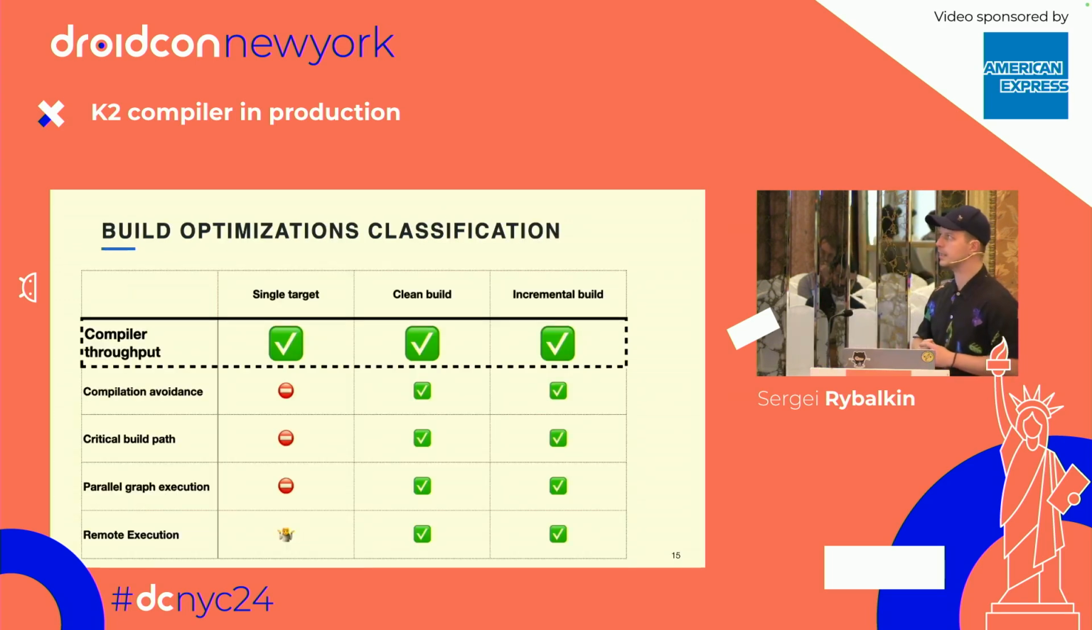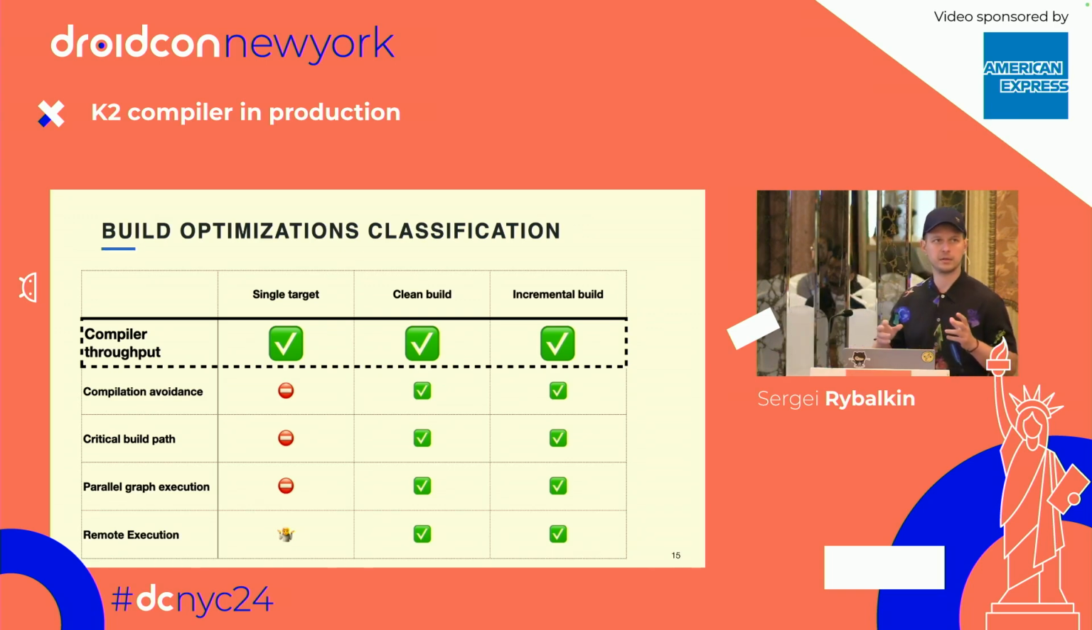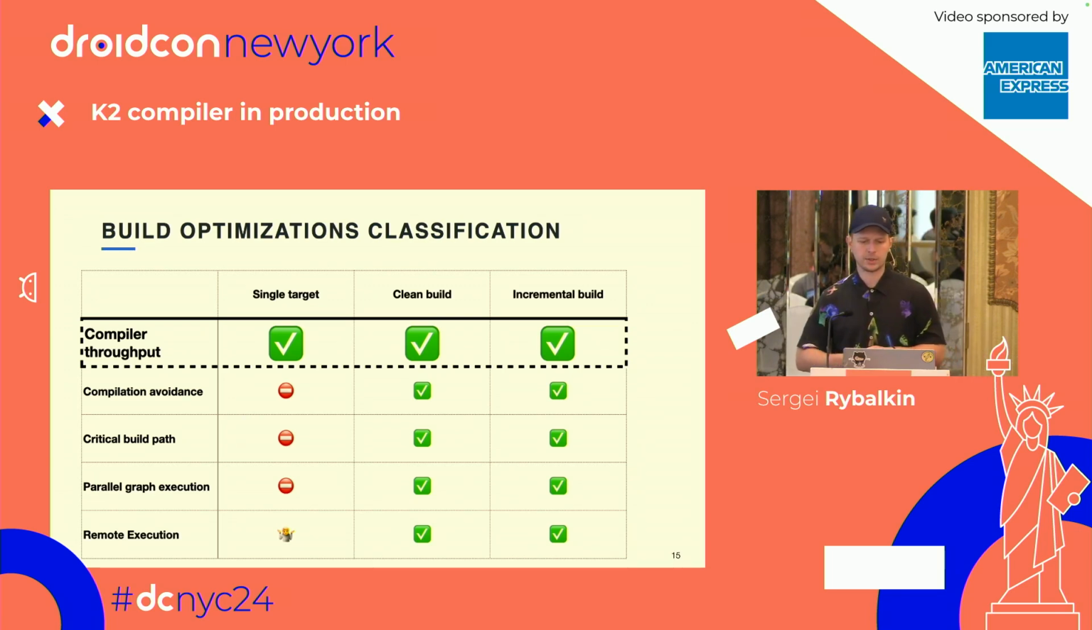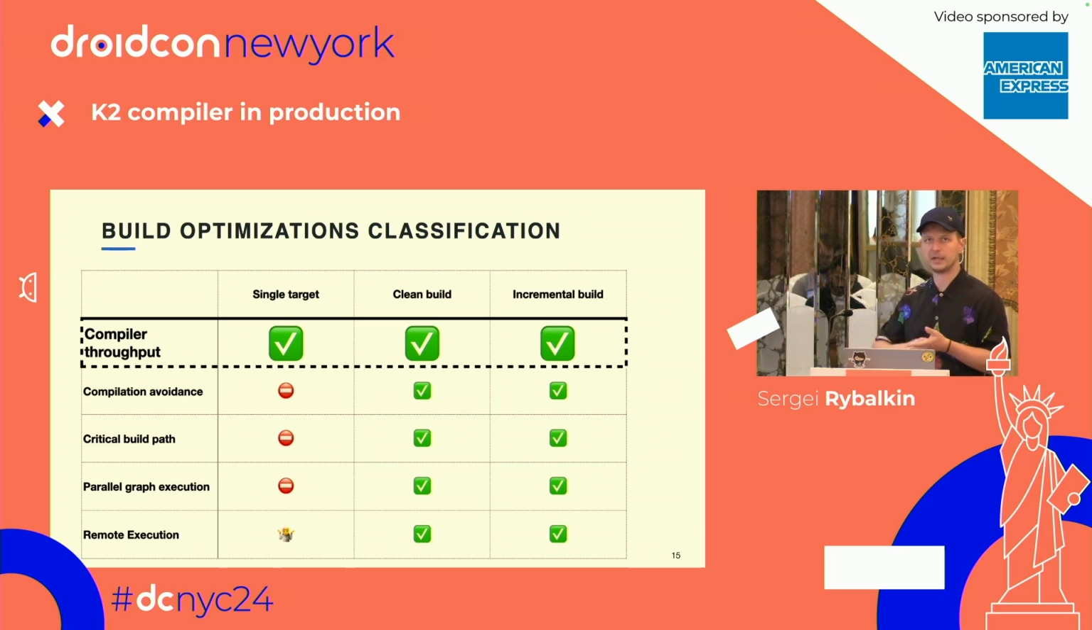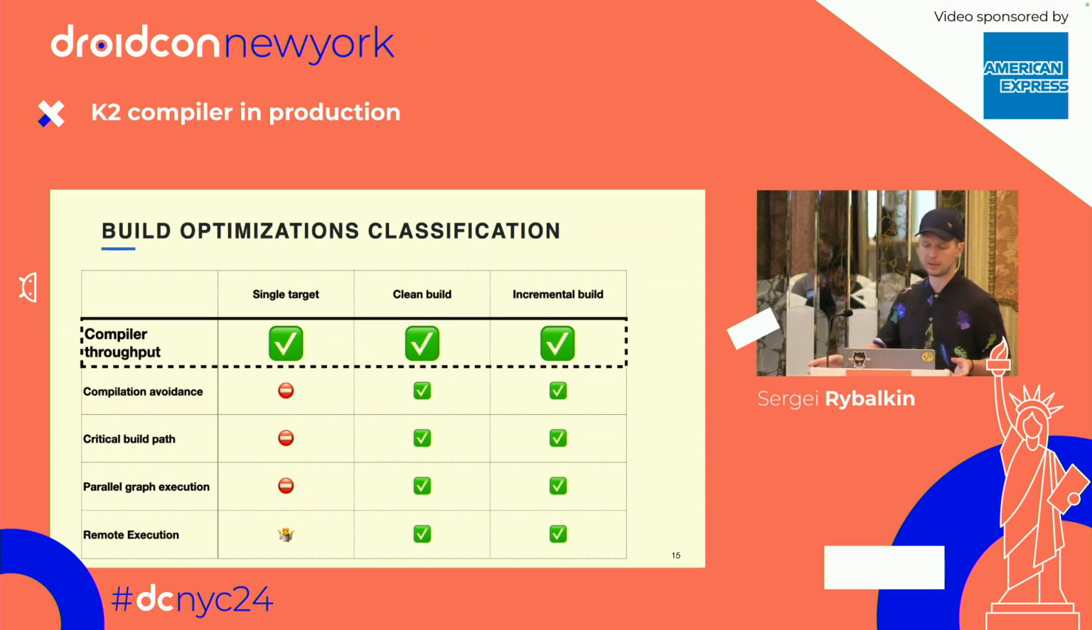So now let's put the compiler throughput optimization among all optimizations that we can do either in a build system or for our language. So there are compiler throughput optimizations. If you make the compiler go faster, you apply it to a single target, clean build, and then incremental build, because in any scenario, you use a compiler.